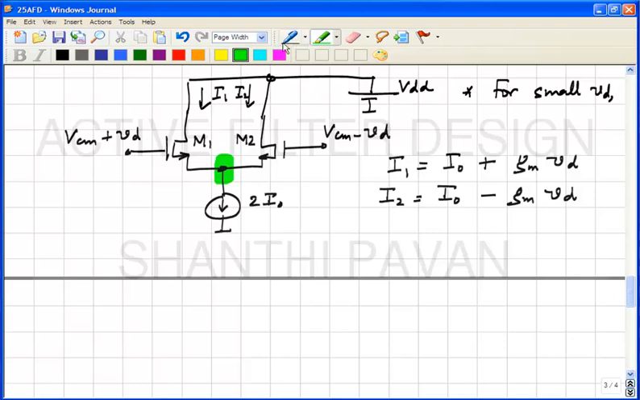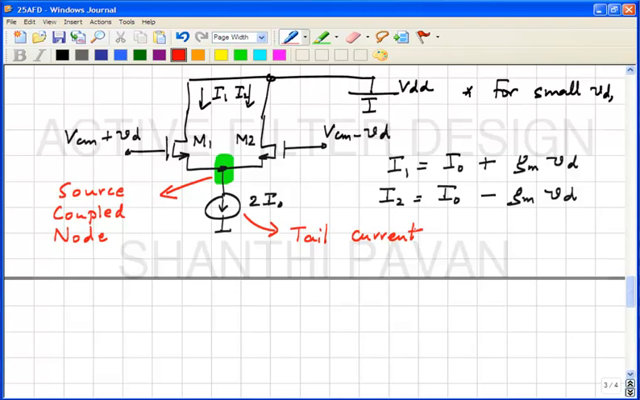This, now a lot of it is jargon, this is called the source coupled node, okay, because in electrical engineering coupling means joining together, right? Okay, so here two sources are joined together, so this is called the source coupled node. And this is called the tail current source. All right.